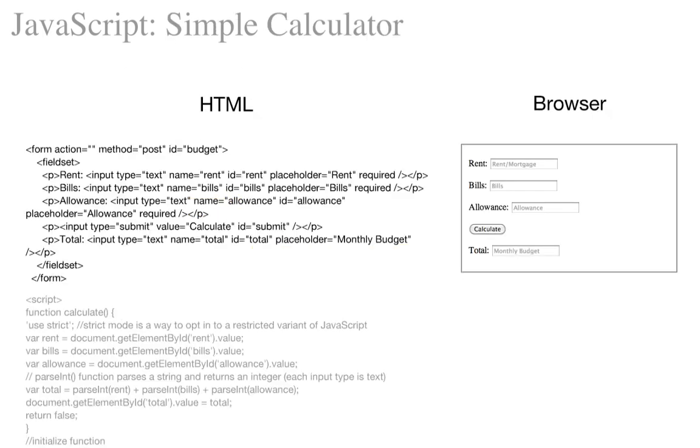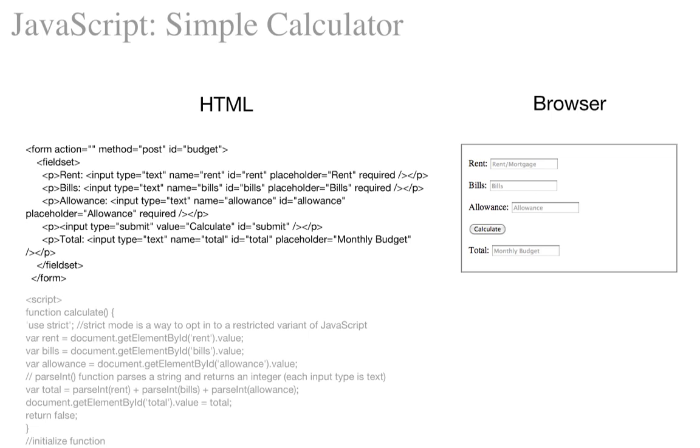I'm going to use a simple calculator to demonstrate JavaScript. On the left is the markup for a form, and on the right is the representation of the form via the browser. Each form element has a unique ID, beginning with the form itself with the ID budget. Following the fieldset markup, there are 3 inputs. Each one is a text input, and each one has an ID. They are rent, bills, and allowance.